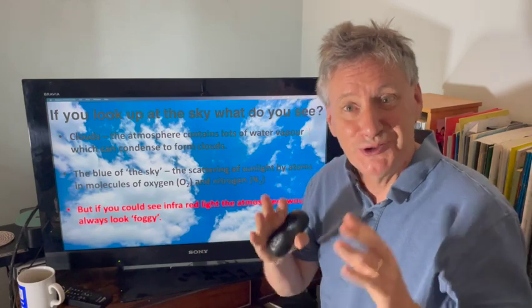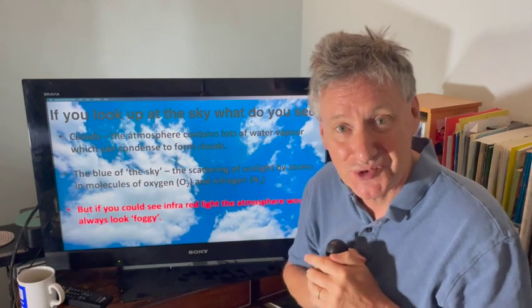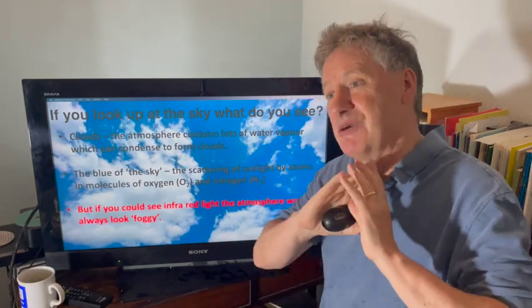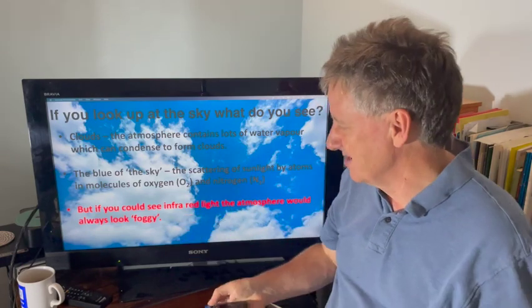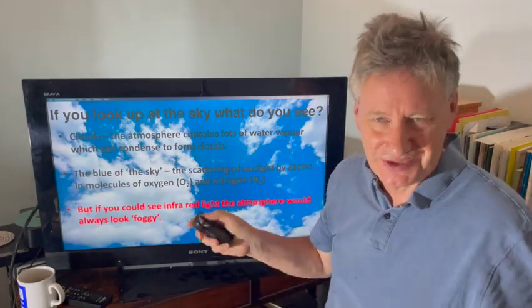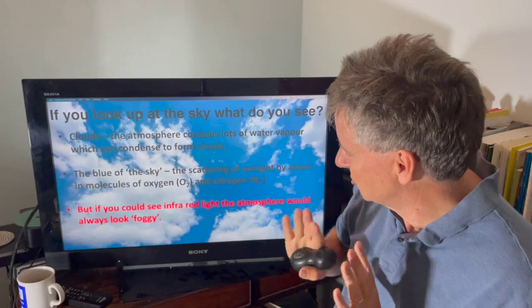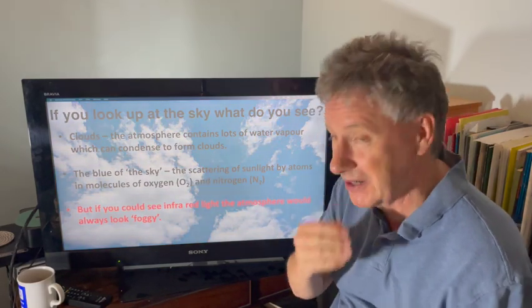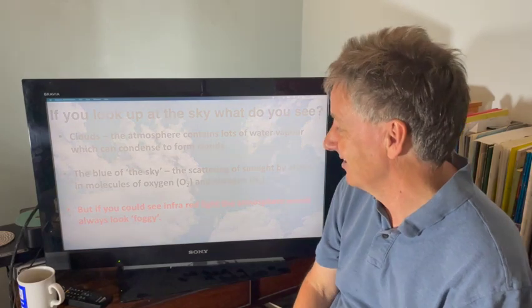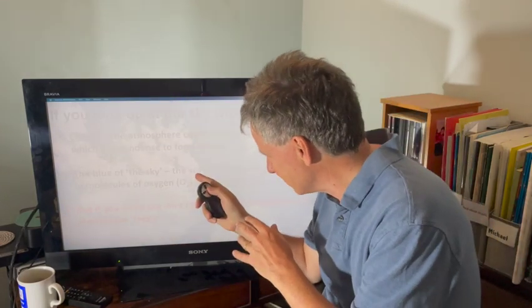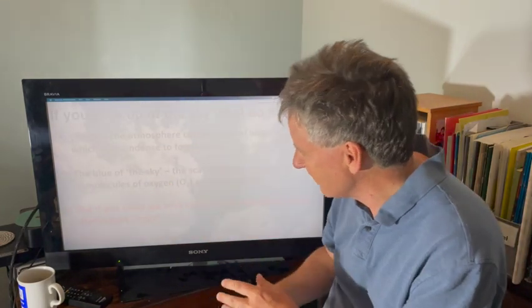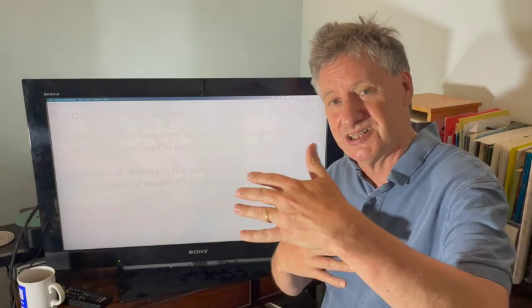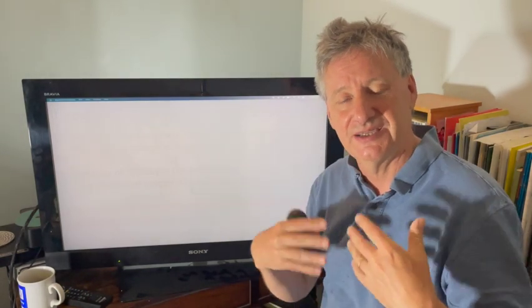But if you looked up at the sky in the infrared, the sky would always look foggy. You would get none of this type of stuff. It would look like fog every day. So I'm just putting some fog on here to remind you what fog looks like. Here we go. And you can perhaps still see some of the writing there. So let's make it even foggier, because the atmosphere is actually completely opaque in the infrared.